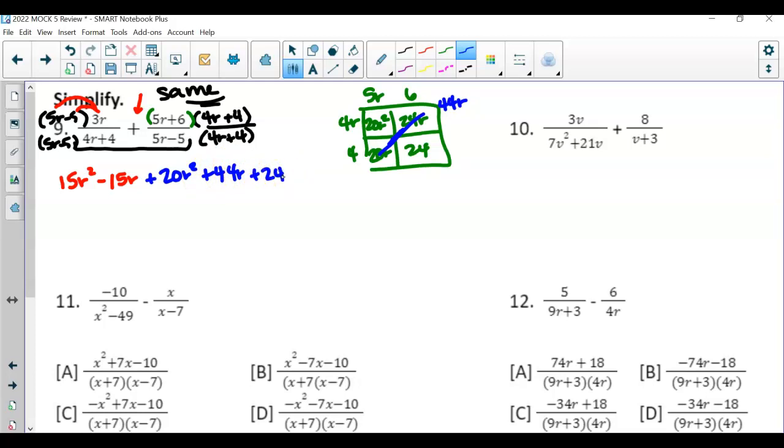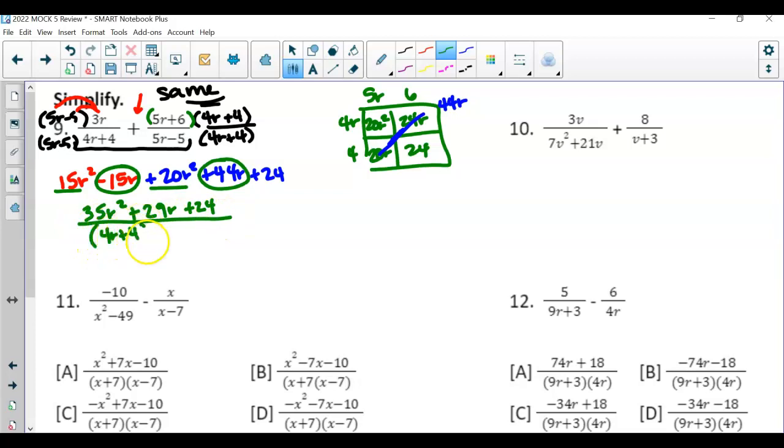Now all over our denominator, so now I'm going to go ahead and start combining like terms. Here I have 15r squared plus 20r squared, so 35r squared. Then negative 15r plus 44r. That now gets you 29r plus 24 over our denominator, which is 4r plus 4 times 5r minus 5.